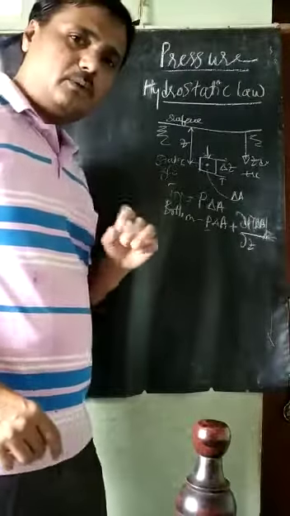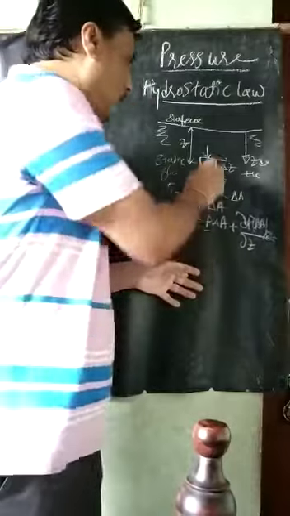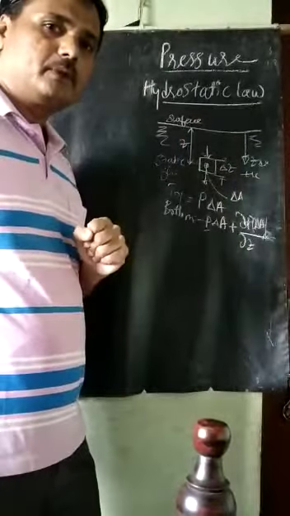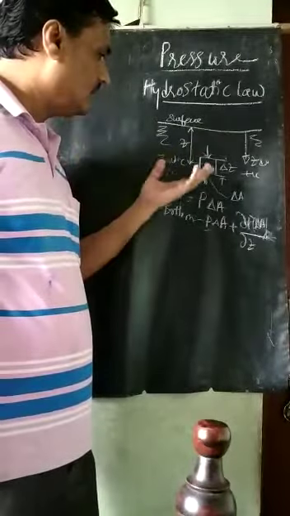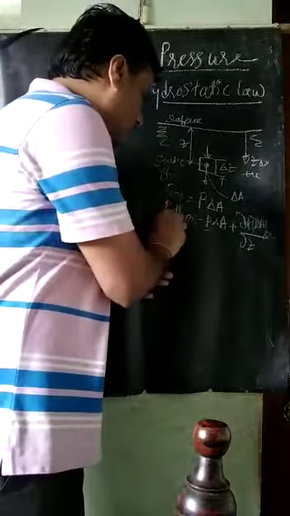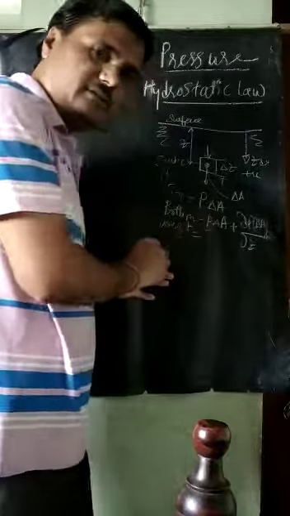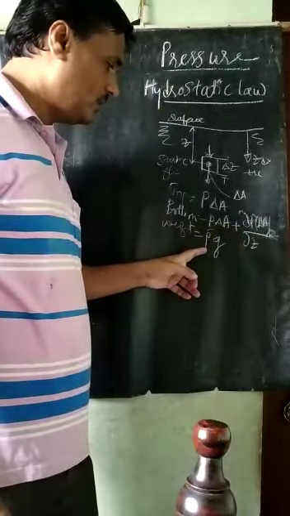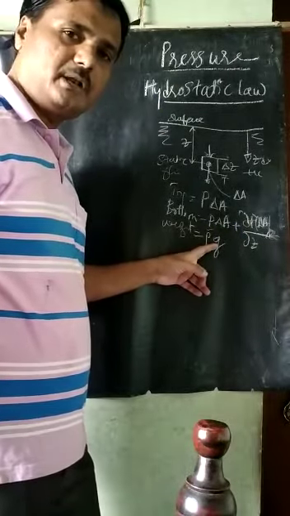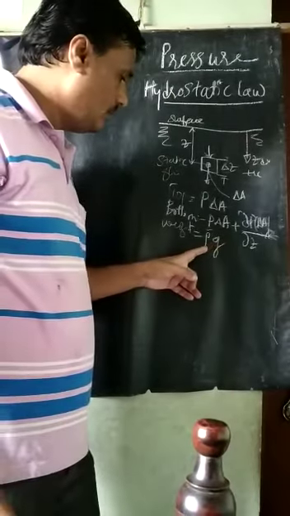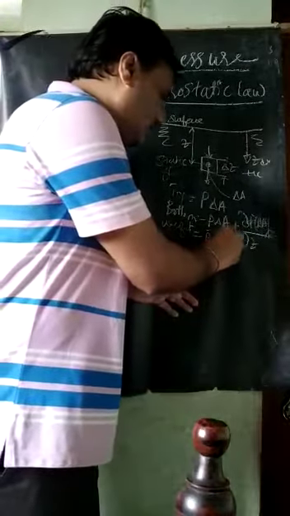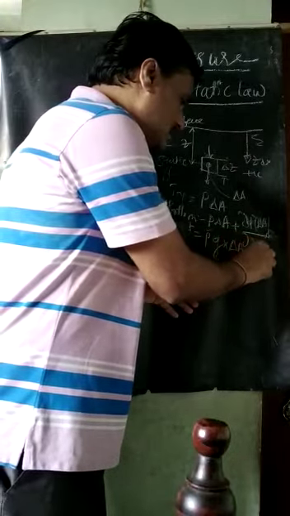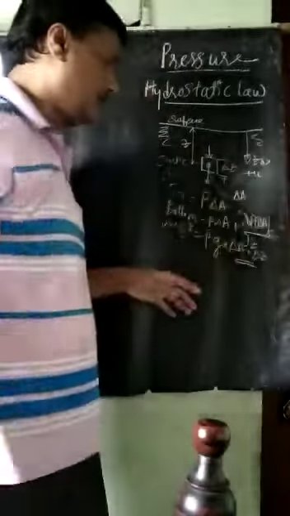Next, another force is there, that is the weight of this body. The weight of the body acts at the CG, and it is rho into g, that is kg per meter cube into meter per second square, into the volume, which is delta A into delta Z, the volume of the small element.